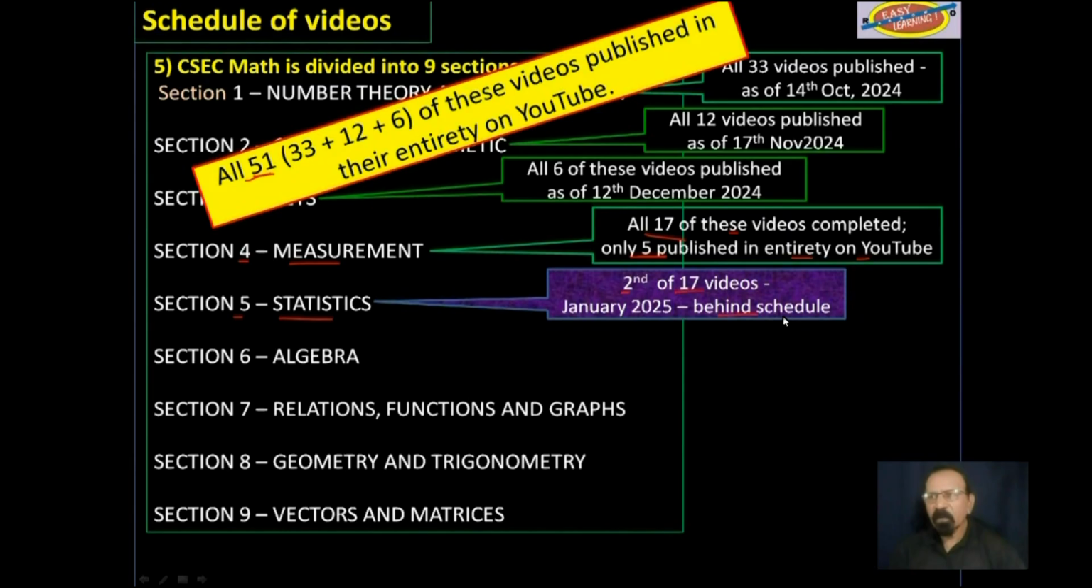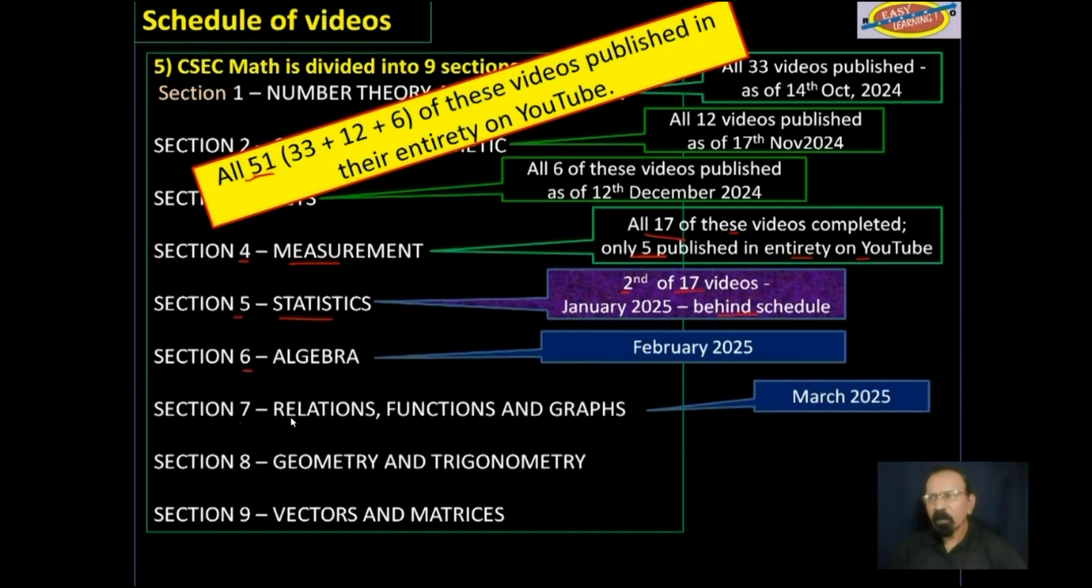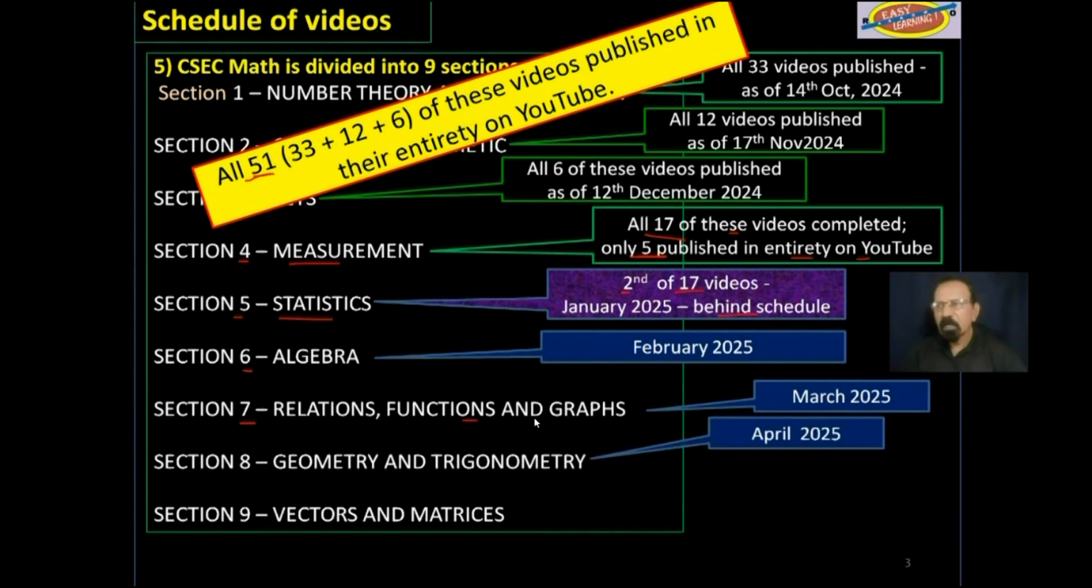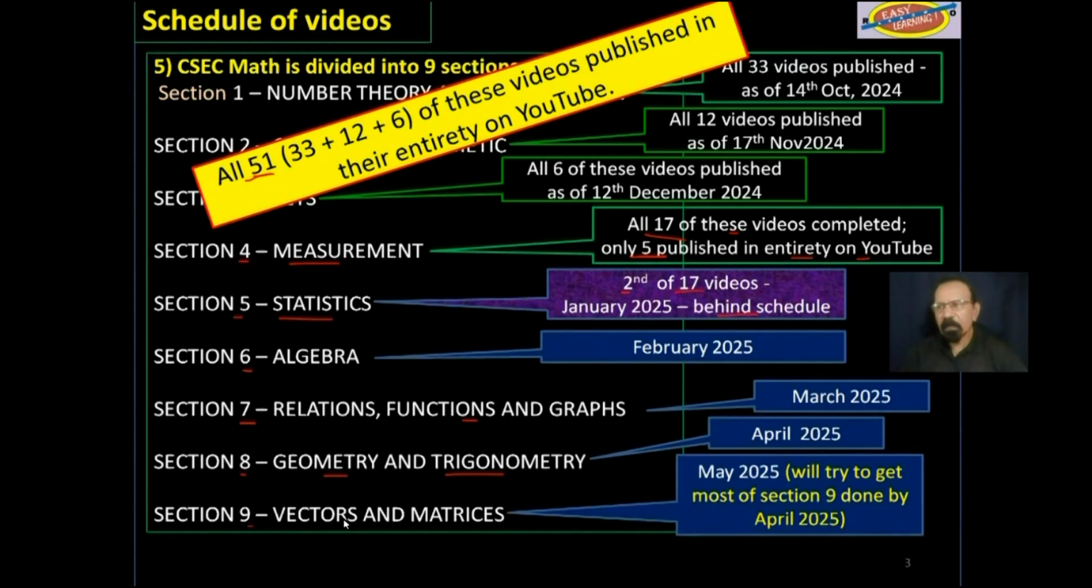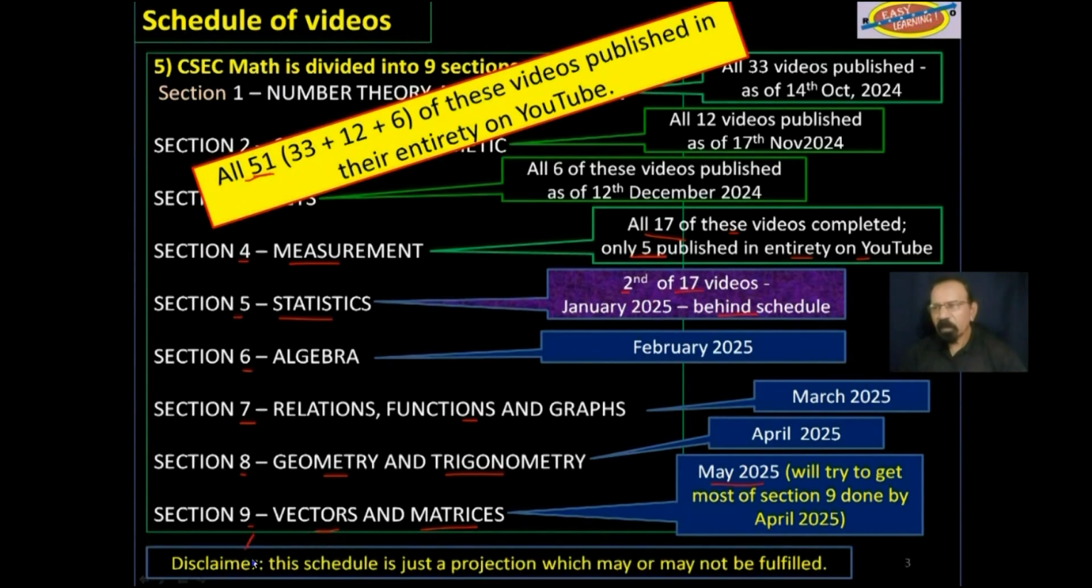I am behind schedule. Next, we will look at algebra, and then relations, functions, and graphs. Section 8, geometry and trigonometry, and section 9, vectors and matrices. The original plan was to finish this by May 2025, but it looks like I will run behind schedule. So there's a disclaimer here: this schedule is just a projection which may or may not be fulfilled. Do not interpret it as a contract.